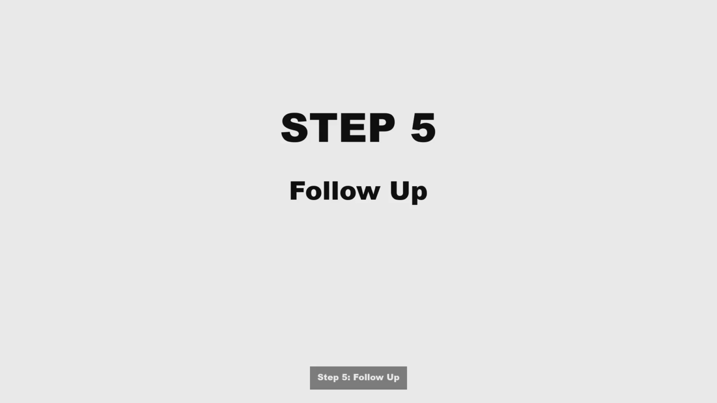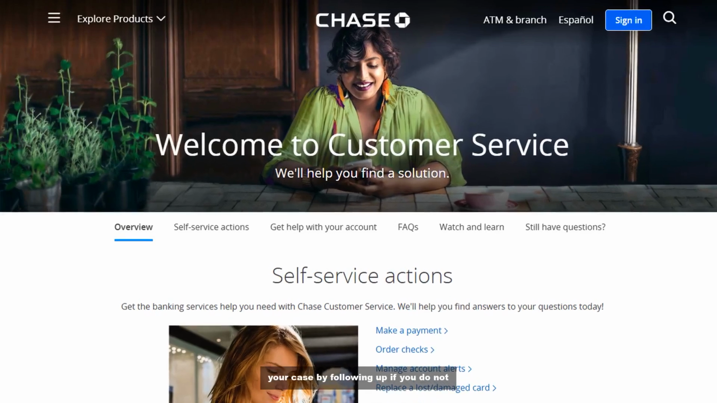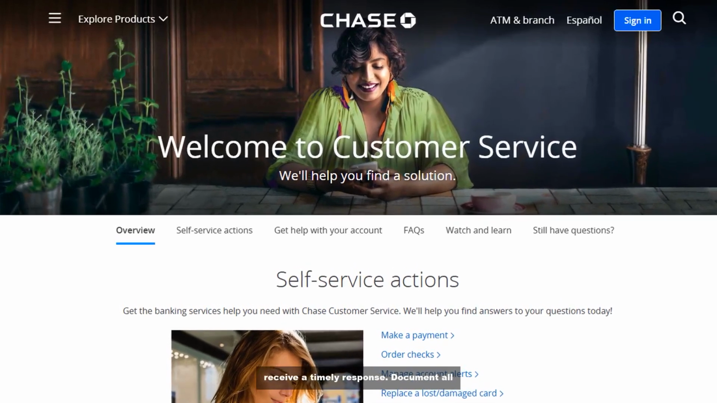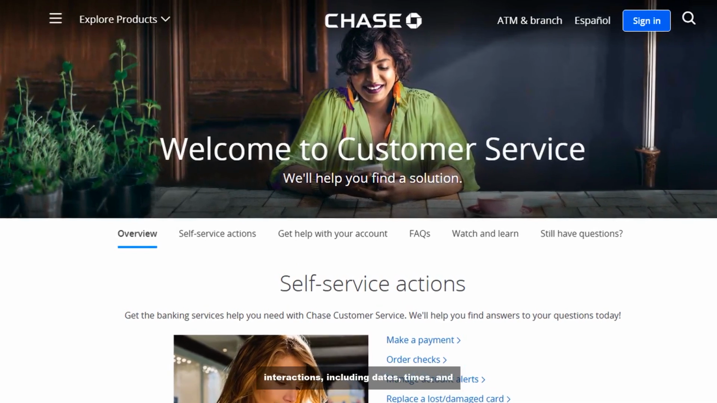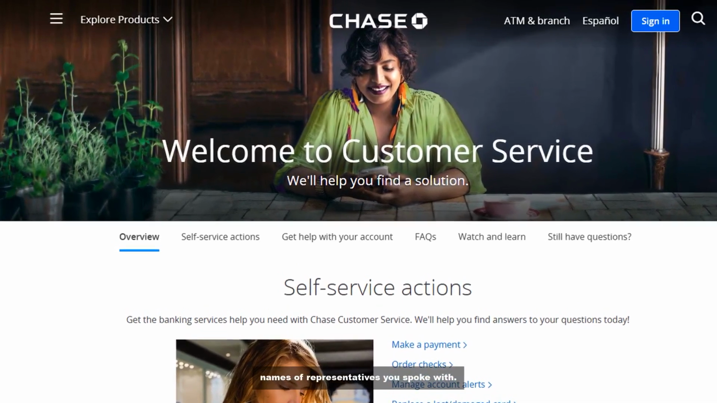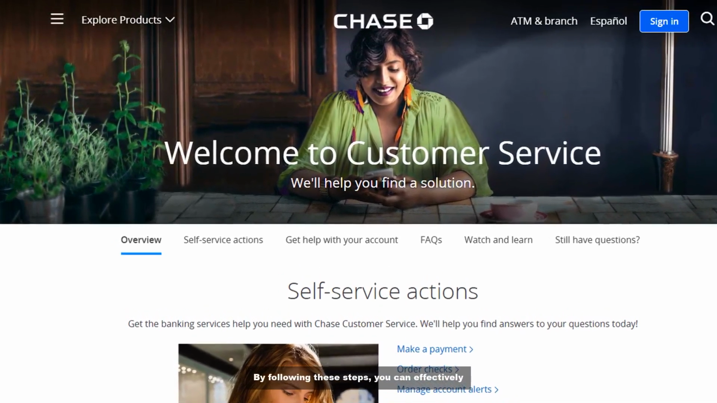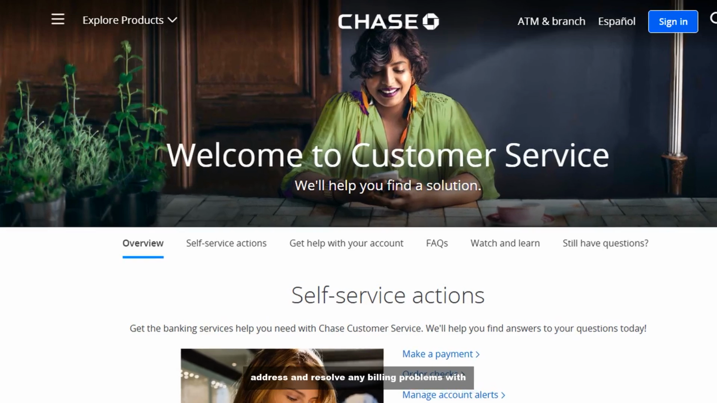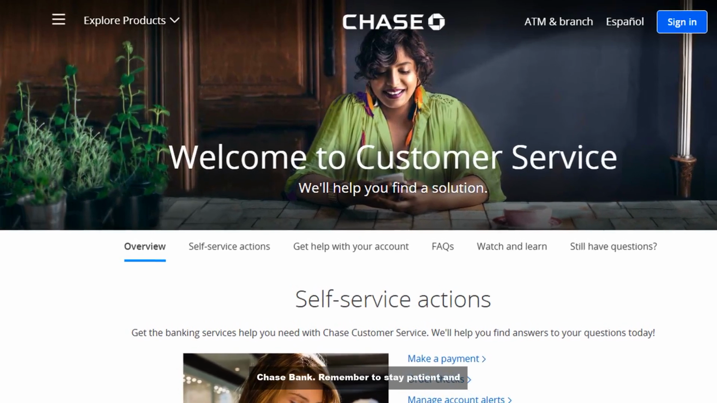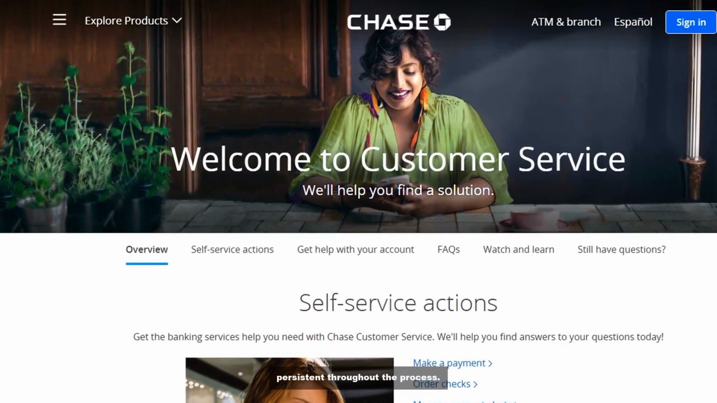Step 5. Follow up. After your initial contact, keep track of your case by following up if you do not receive a timely response. Document all interactions, including dates, times, and names of representatives you spoke with. By following these steps, you can effectively address and resolve any billing problems with Chase Bank. Remember to stay patient and persistent throughout the process.